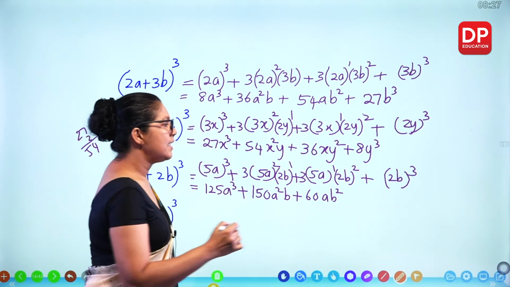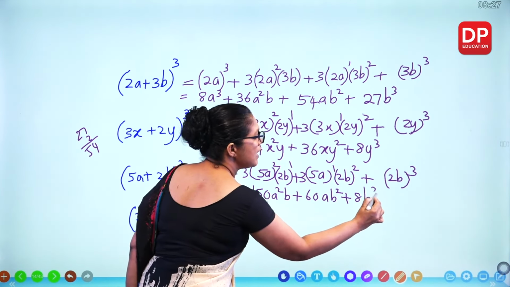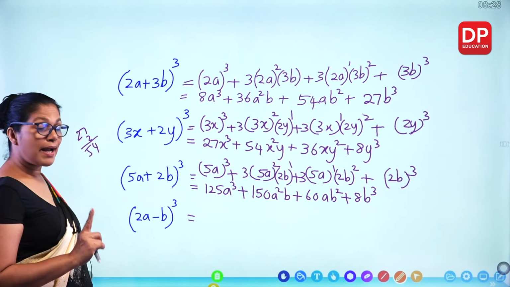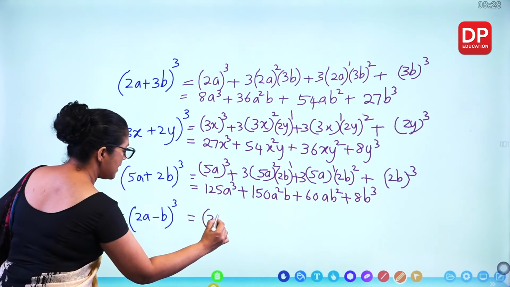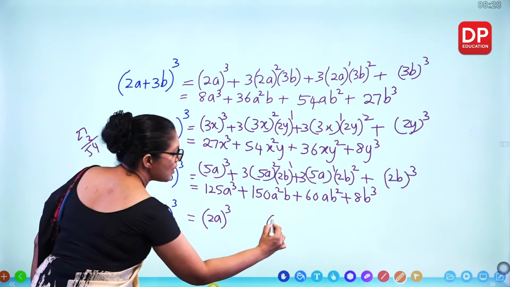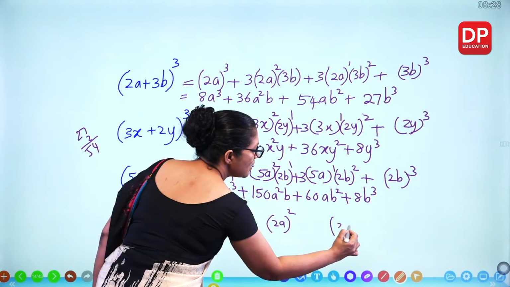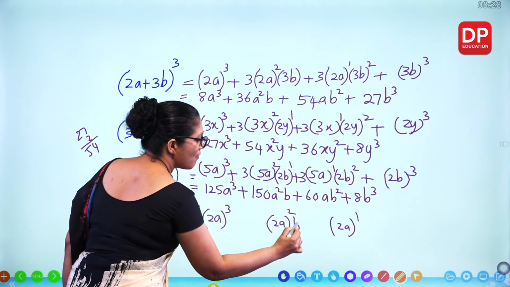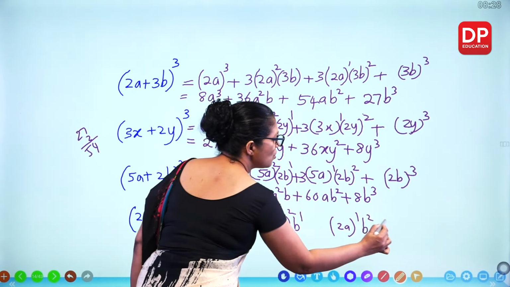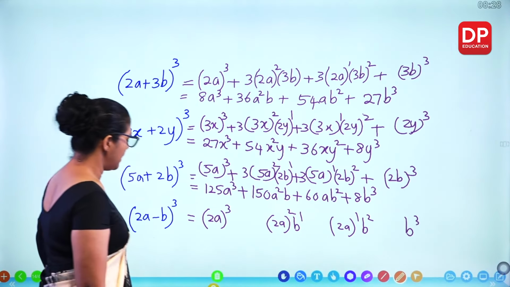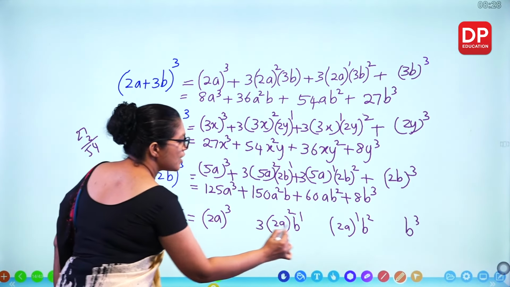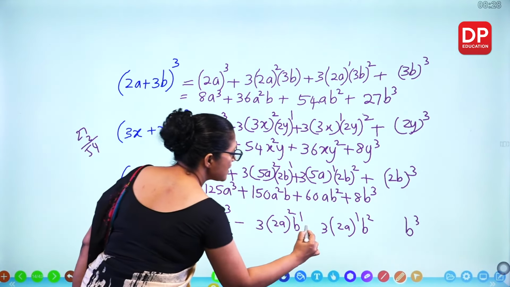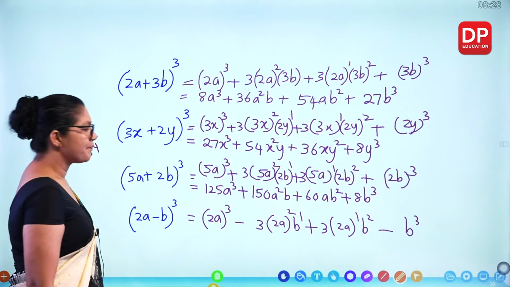This one, 2 to the power 3, you get 8b cube. Now, you get a minus. So, what's the pattern now? You can again take the power 3 first. Power 2, power 1. Then what happens to the second term? Starting from power 1, power 2, power 3. And then make sure that you put 3 here. What happens to the sign? First term plus, second term minus, third term plus, last term minus.